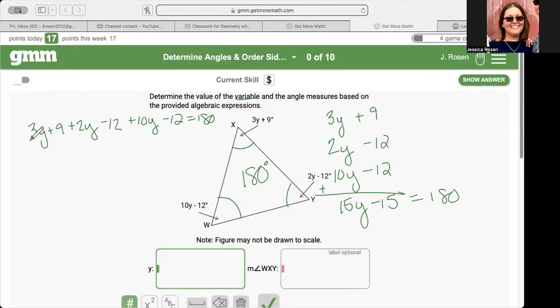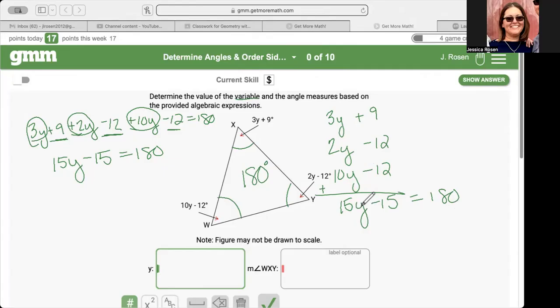But if you want to come over here and do it this way where you circle them all and get the 15y and then positive 9, negative 12, negative 12, it's the same thing. We're just working it out with a slightly different method. So whichever method works for you, go ahead and do that. Then either way, we have the same problem, a two-step equation.